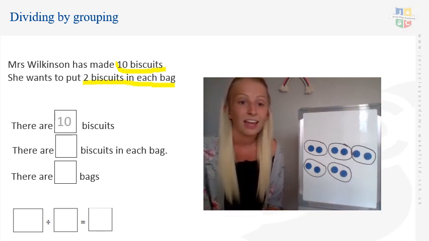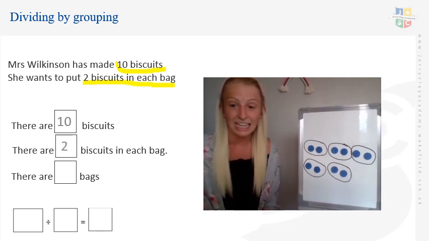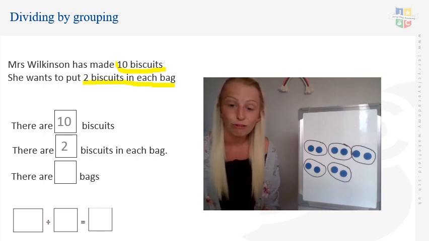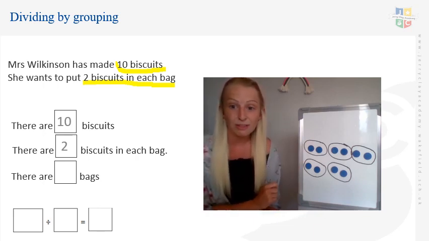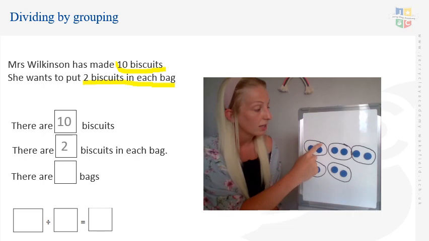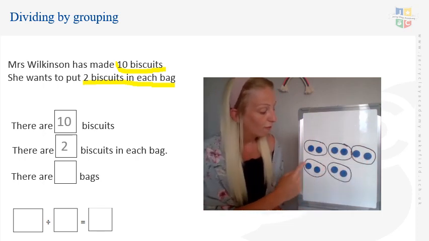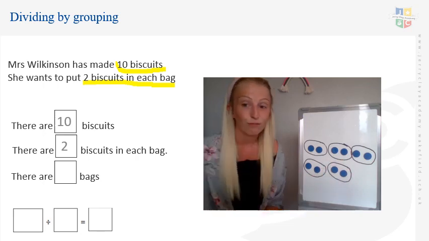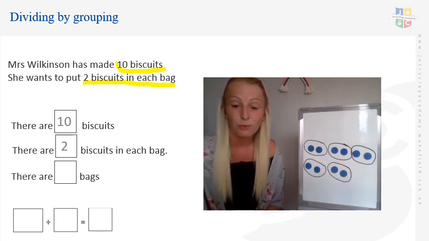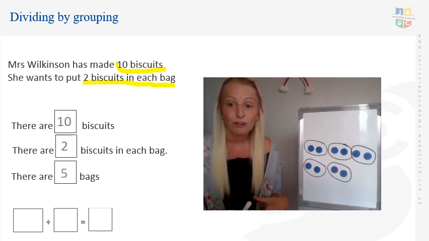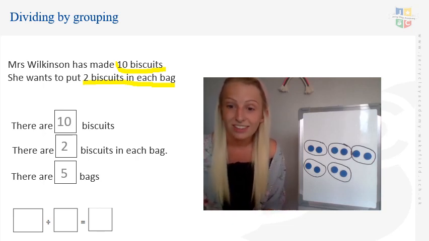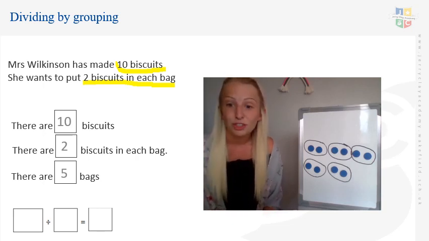So there are 10 biscuits, and now there are 2 biscuits in each bag. Now we need to see how many bags she's got that she's grouped. So we're just going to count the bags now. So she's got 1 bag, 2 bags, 3 bags, 4 bags, 5 bags. She's got 5 bags of 2 or 5 groups of biscuits. So 5 lots of 2.